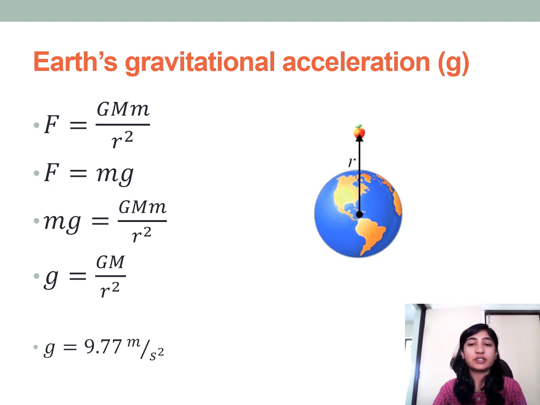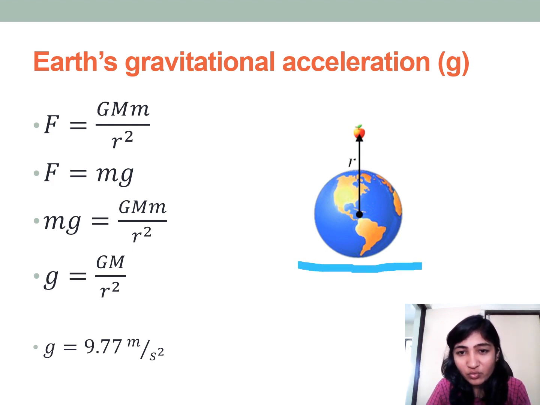Let us see the derivation of the formula for Earth's gravitational acceleration. It is very simple. Look at the diagram where the black line shows one object above the Earth. We are taking the distances from the center of the Earth, not from the surface of the Earth. From the center of the Earth, its distance is small r.